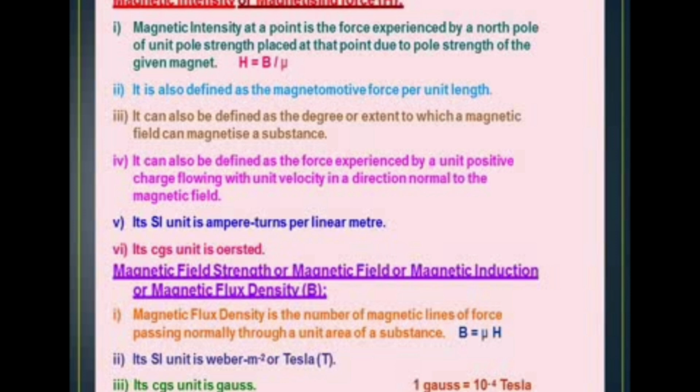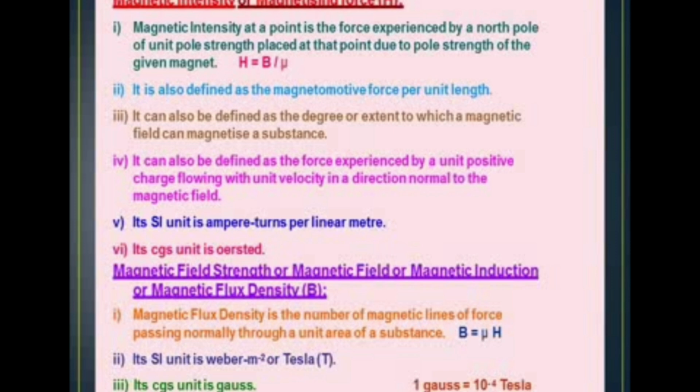So how much energy we spend to make it a magnet is the magnetic intensity or magnetizing force. It is how much force we used to convert an ordinary material into a magnet. It can also be defined as the force experienced by a unit positive charge flowing with unit velocity in a direction normal to the magnetic field. That is also called the magnetic intensity. The SI unit of magnetic intensity is ampere turns per linear meter.